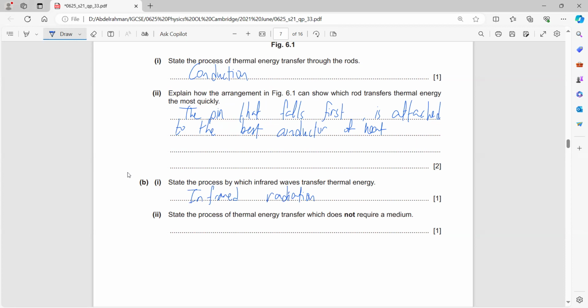State the process of thermal energy transfer which does not require a medium. Which one does not require a medium? Conduction requires one. Convection requires one. So the only one that does not require a medium is infrared radiation. Well done. I wrote it down wrong, so I wrote it down 2 times. Infrared radiation.